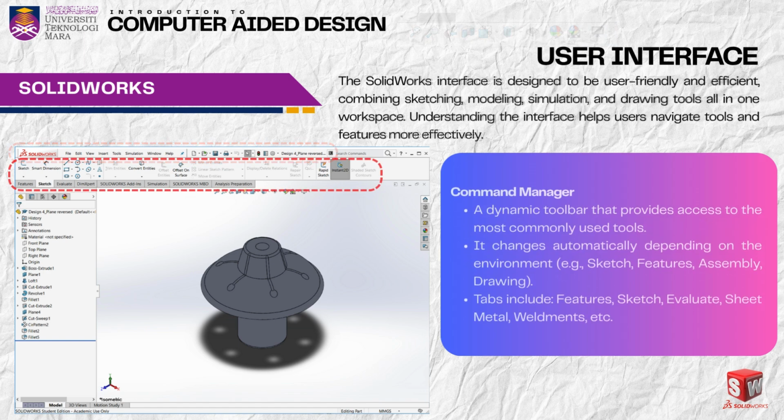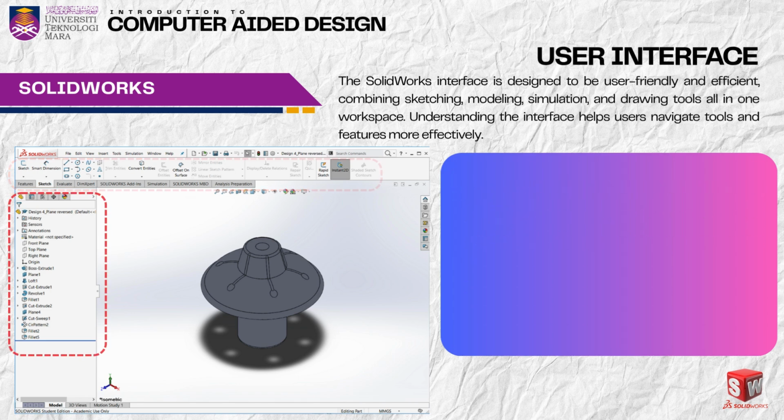Just beneath the menu bar is the Command Manager, which is one of the most frequently used areas in SolidWorks. The Command Manager contains context-sensitive toolbars that change based on the type of document you're working on, whether it's a part, assembly, or drawing. For example, if you're editing a part, you'll see tools for sketching and features like extrude and fillet. This layout helps keep your most relevant tools easily accessible.